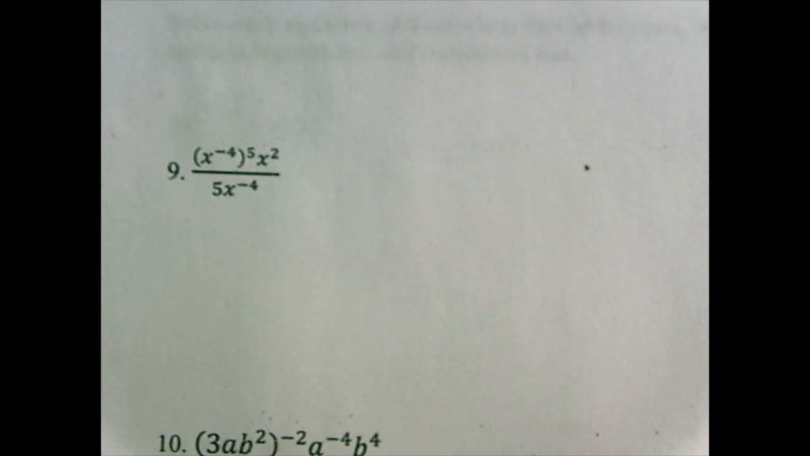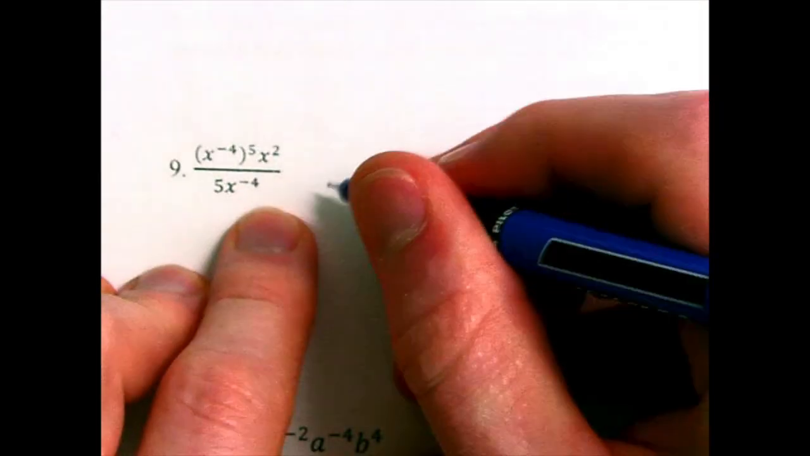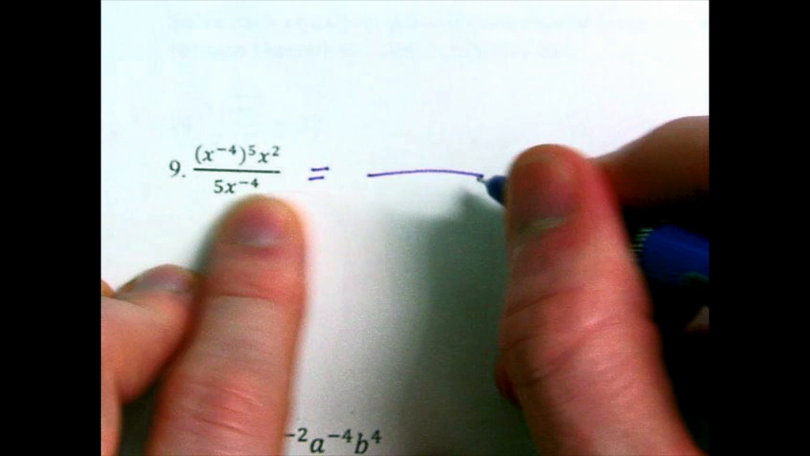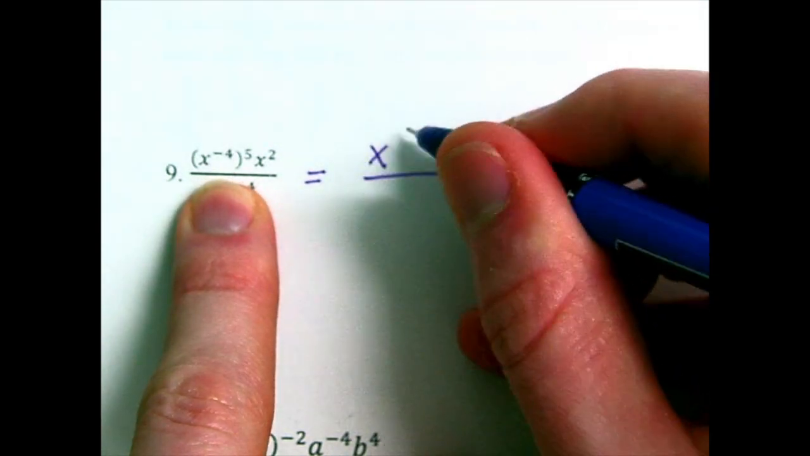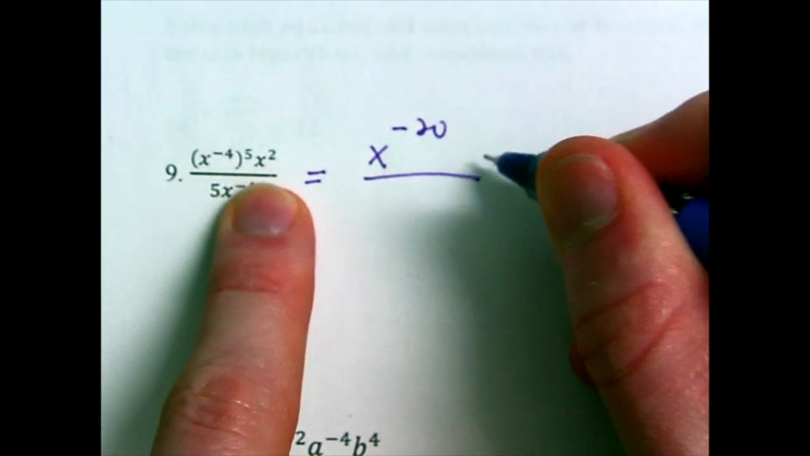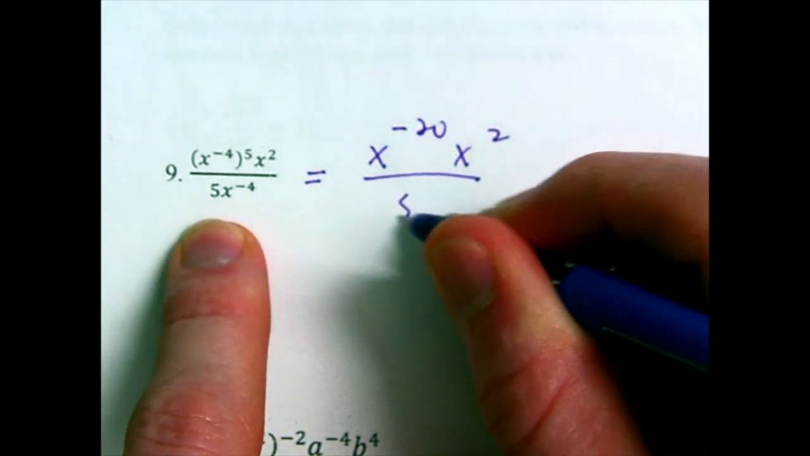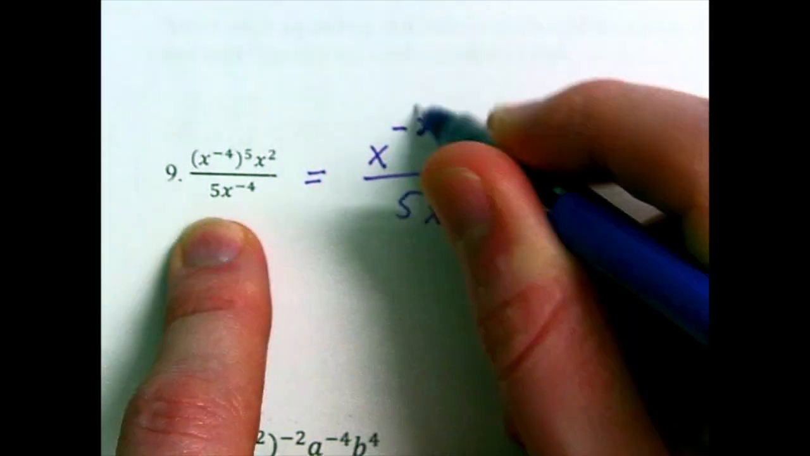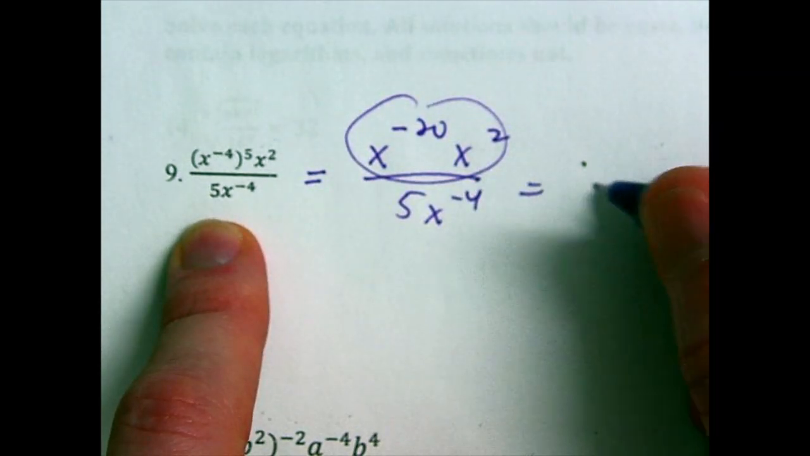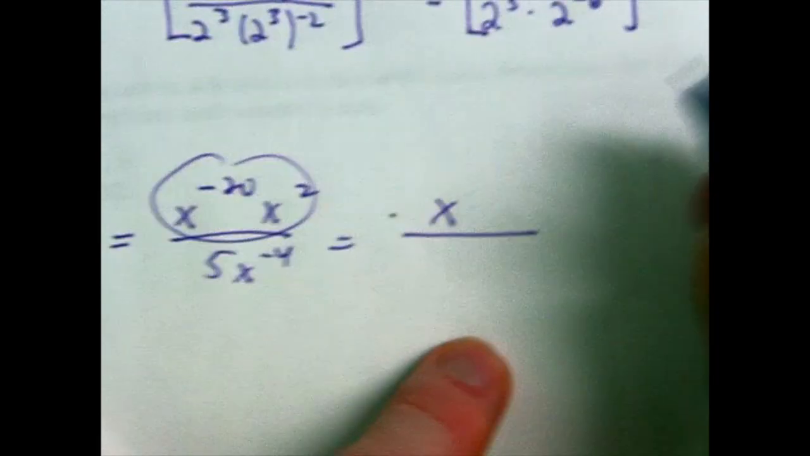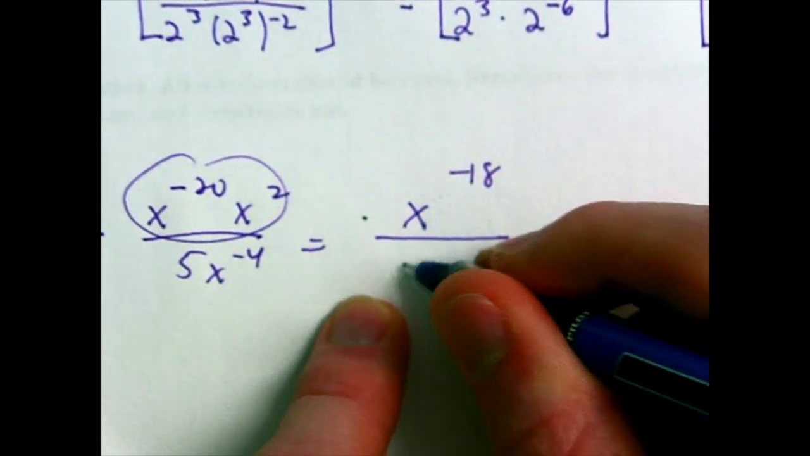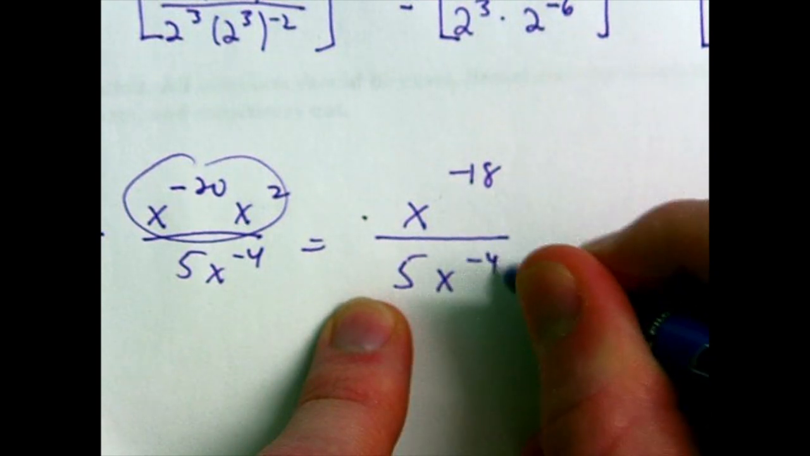It's a similar problem, bunch of x's. This one's actually a lot easier. Just start condensing stuff. You got a power of a power. You should multiply. That's x to the negative 20, x squared over 5x to the negative 4. These two could be smashed together. You're going to add the exponents, so that's going to be x to the negative 18 over 5x to the negative 4.